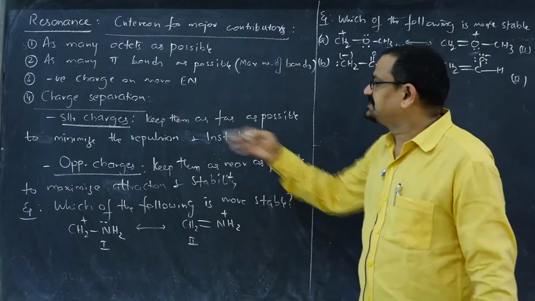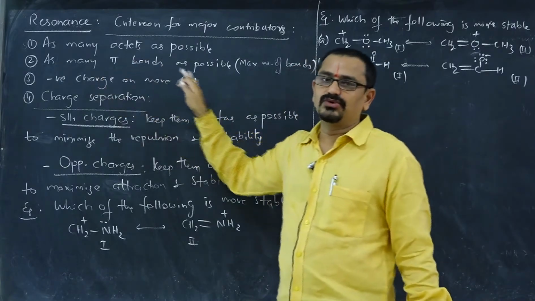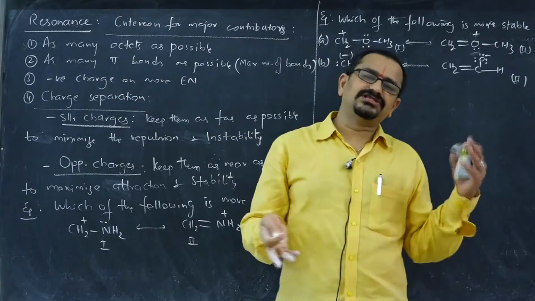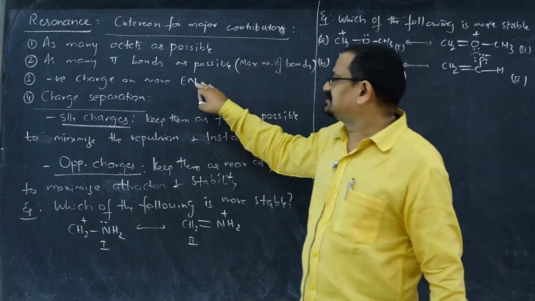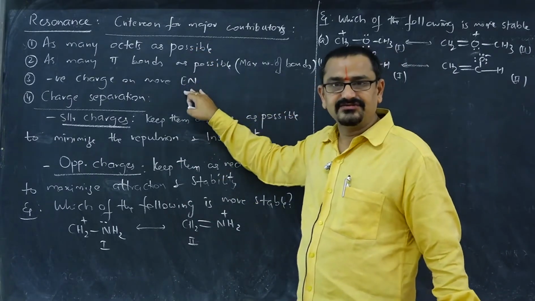And third preference is negative charge on more electronegative atoms. Obviously, positive charge is on less electronegative or more electropositive atoms. So that is the third point. These are to be followed in sequence.